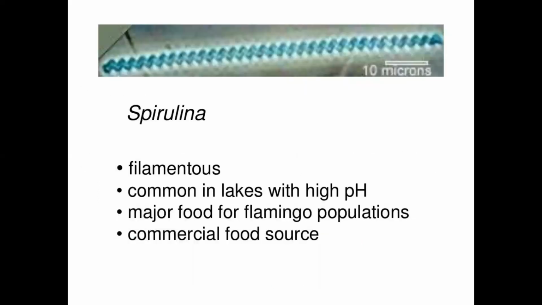And Spirulina, this is a filamentous form. It is commonly found in lakes with alkaline pH, and it is a major food for flamingo populations, and it is a commercial food source. Okay, last class when we discussed single cell protein, I discussed Spirulina. This Spirulina is given as a single cell protein. Humans consume this. It can cure many health problems.